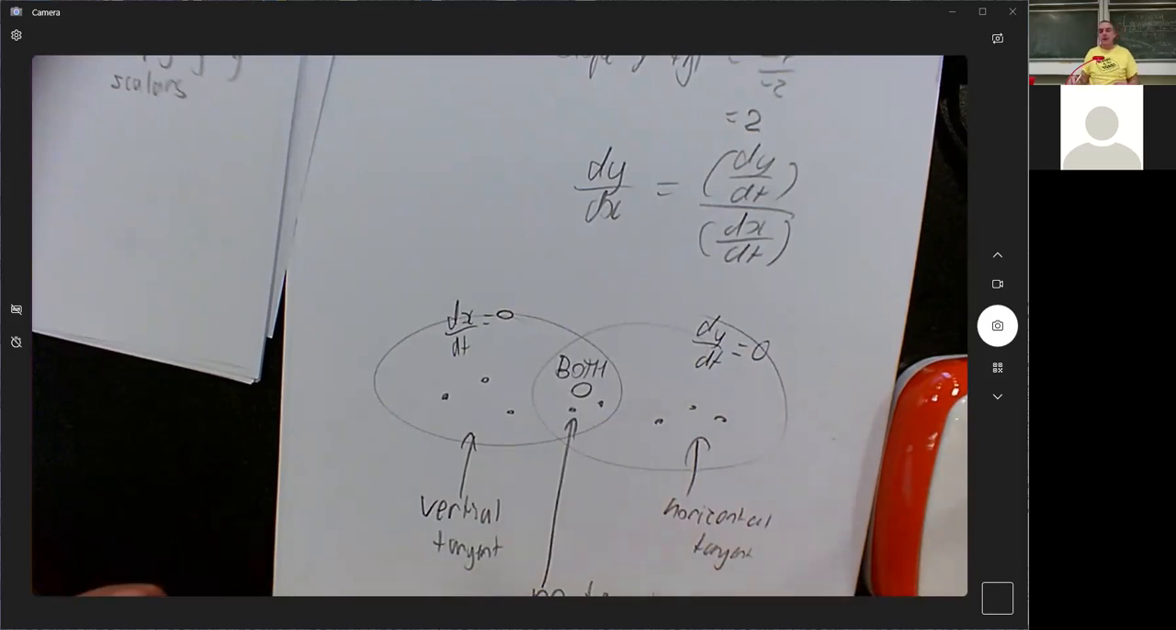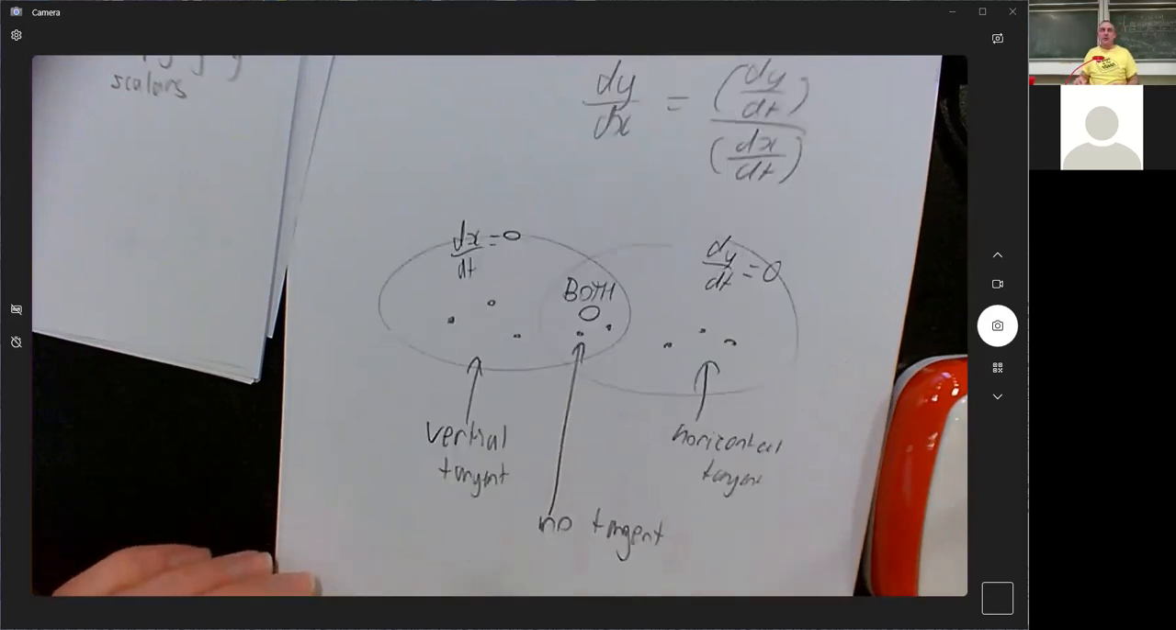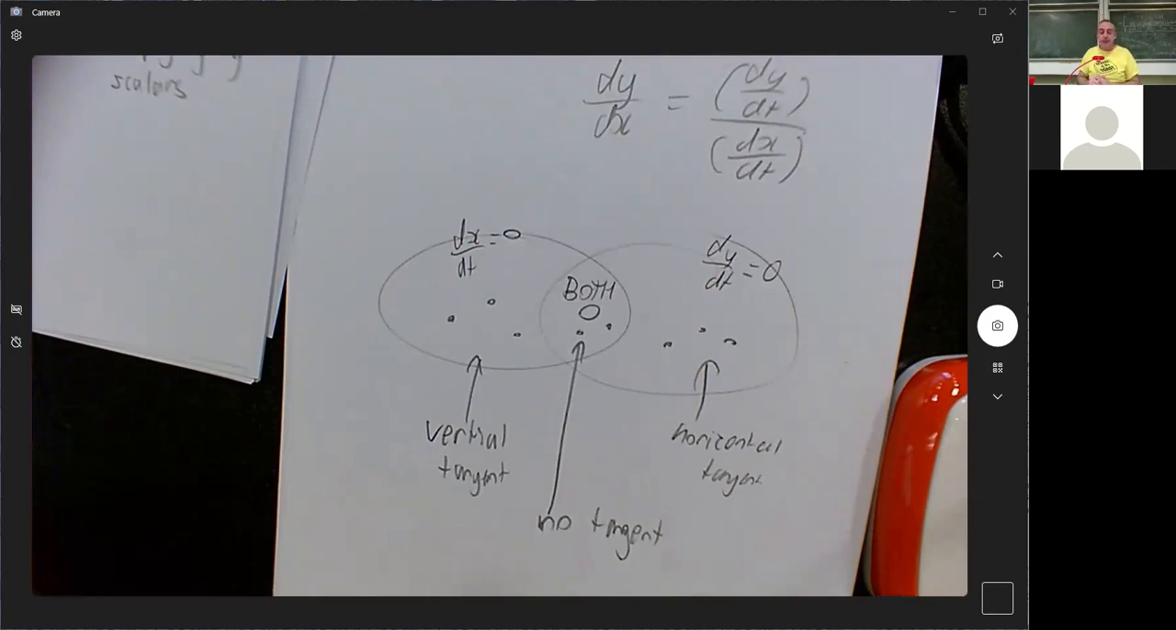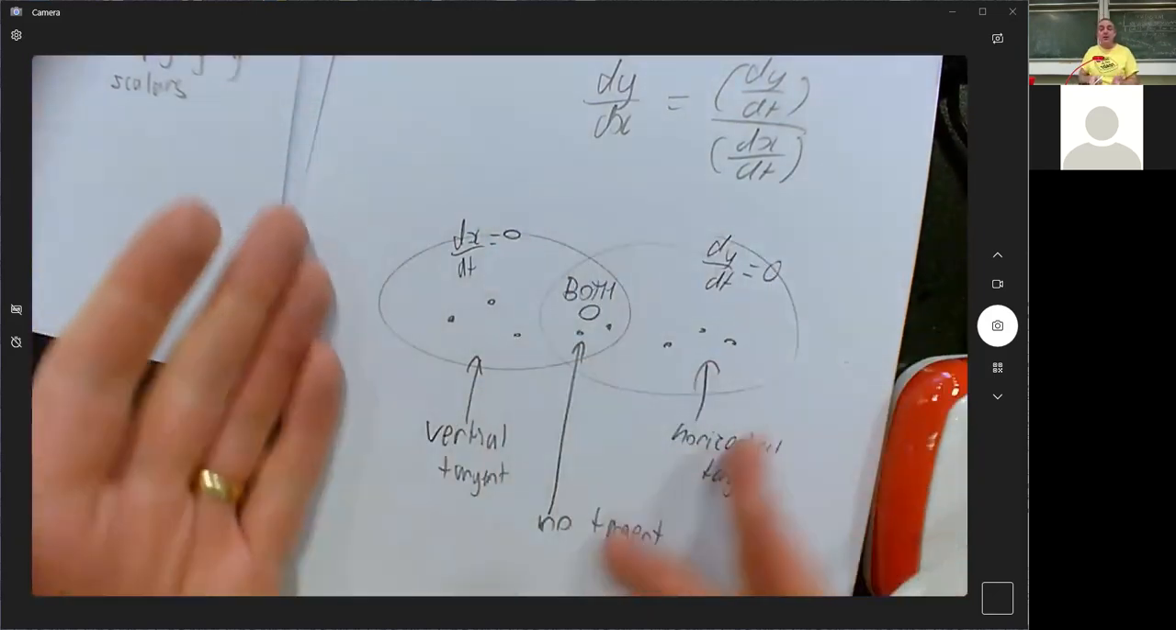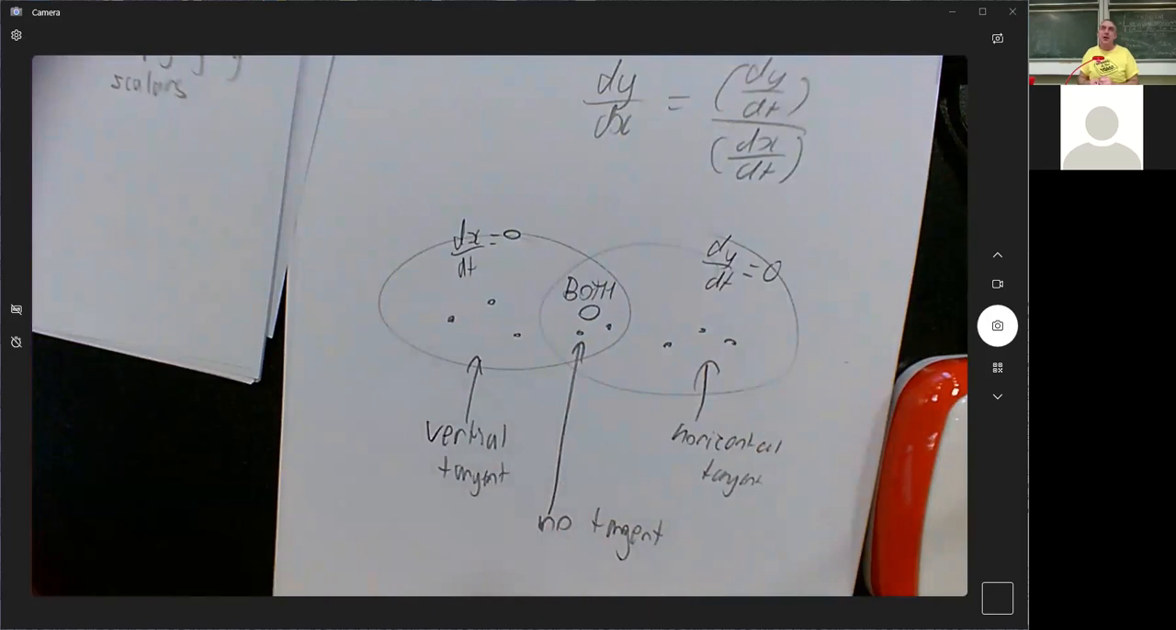Yeah. And a useful way of thinking about how to do it is to make a big list and go, well, the ones that are in both lists are where there's no tangent. The ones that are only in one list are the ones where it's like that. And there's all these other points where neither of them is 0, and they're the ones where the tangent's neither vertical nor horizontal. It's a nice, perfectly good sloping line.